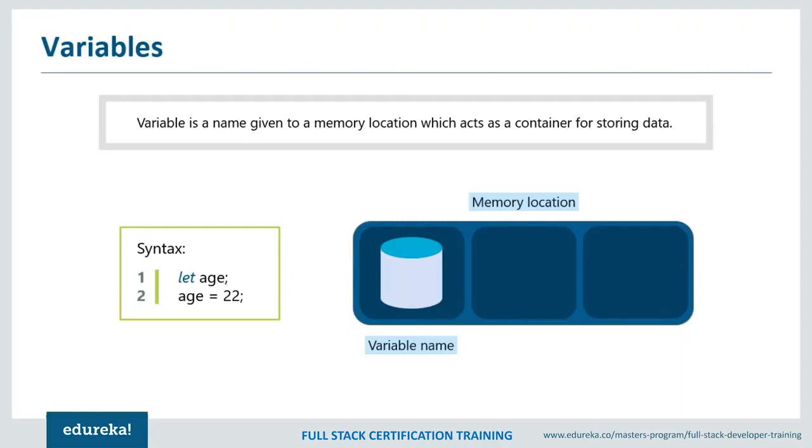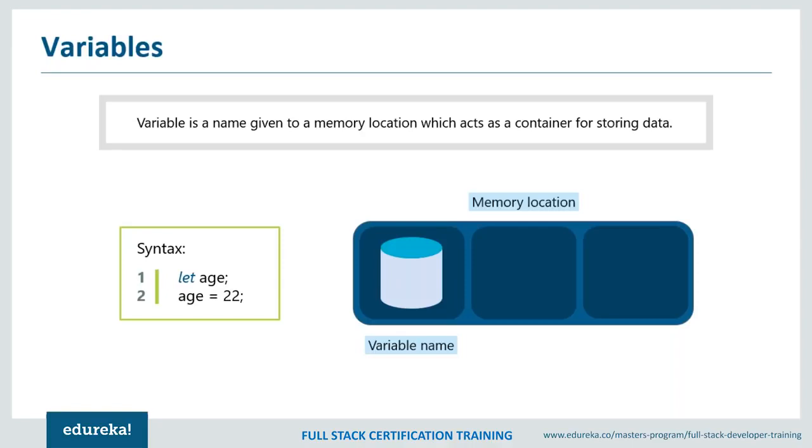So what are variables? A variable is a name given to a memory location which acts as a container for storing data. Now, what does this mean? Let's say that I want to define a variable called name and I want to store a name in it. Let's say the name is Edureka. So I'm going to declare a variable called name and store Edureka in it. So name is the name of the variable and Edureka is the value of this variable.